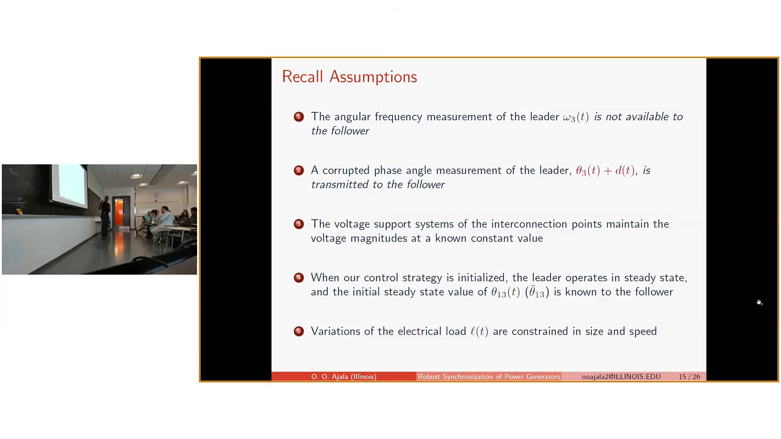I'm going to recall the assumptions. We assume that the angular frequency of the leader is not available to the follower. A corrupted measurement is assumed. The voltage support maintains the voltage at the bus at a known constant. And when our control strategy is initialized, the system operates in steady state. And finally, variations in electrical load are constrained in size and speed. So we're going to be using these assumptions now.